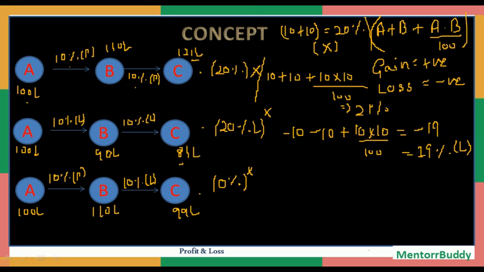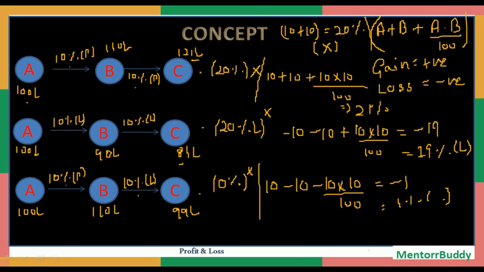Now 10% profit and 10% loss, let's club them successively. That will become 10 minus 10 minus 10 into 10 upon 100. So that will be equal to minus 1. Now what? Plus 10 and minus 10. Plus 10 is a 10% profit and minus 10 is a 10% loss. So that will be equal to a 1% loss, and 100 lakh with a 1% loss will be equal to 99 lakh. So the logic simply says that we have to club them successively, like A plus B plus A into B upon 100.